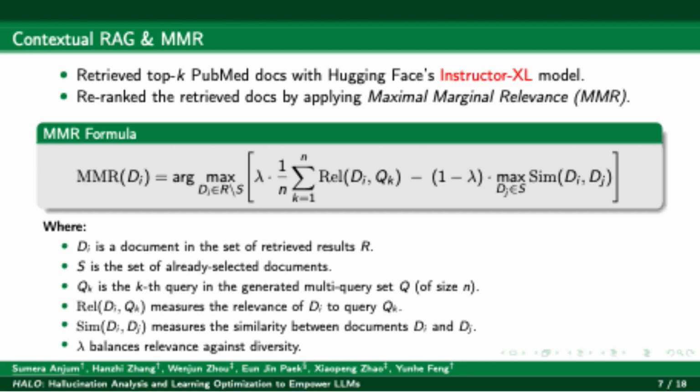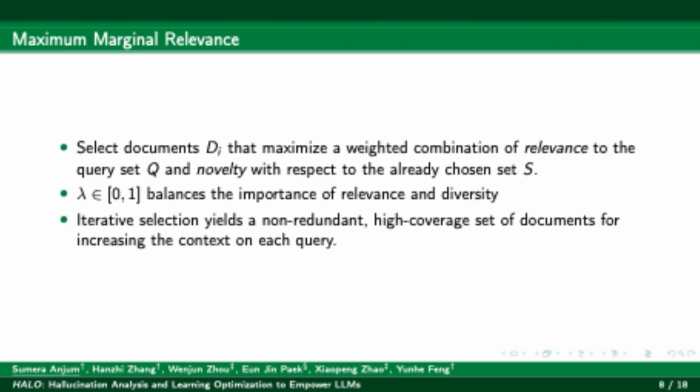These formulations are used to retrieve the context from an external source, PubMed, after which embeddings are generated using the Hugging Face Instruct XL model. Finally, re-ranking is done using maximum marginal relevance. This mathematical formulation considers both how relevant the original question is to the retrieved document and how different the document is from the already retrieved set of documents. This is done iteratively, and the lambda fine-tuning is done to balance the relevance and novelty of the obtained documents.